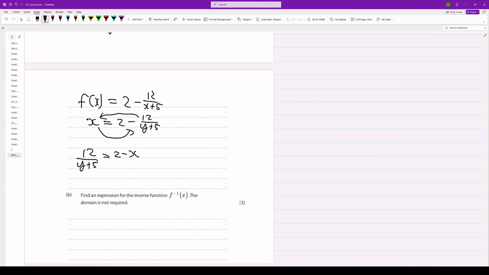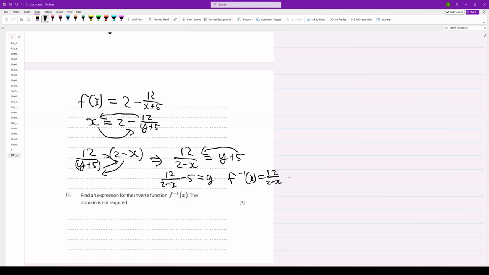A little bit more rearranging. I'm going to put that up there and that down there. By that I mean I'm going to multiply by y plus 5, but divide by 2 minus x. So that gives me 12 over 2 minus x is equal to y plus 5. Then the last thing is I'm going to take away that 5. So 12 over 2 minus x, minus 5, is equal to y. So therefore f minus 1 of x, the inverse, is equal to 12 divided by 2 minus x, all minus 5.